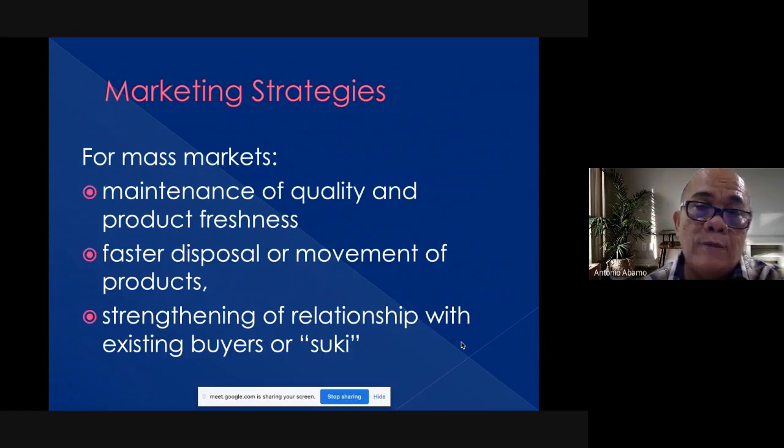Now, if you can do that, then of course you get a little bit of success in being able to penetrate the mass market. Now, in the mass market, it's not a high volume. Like, for example, you are selling vegetable into mass market. It's not high volume because when you deal with high volume, you will actually run the risk of having high post-harvest losses or a high percentage of spoilage. So that is something that you need to consider.